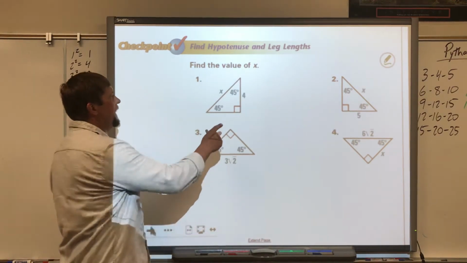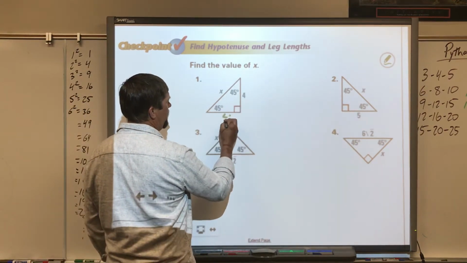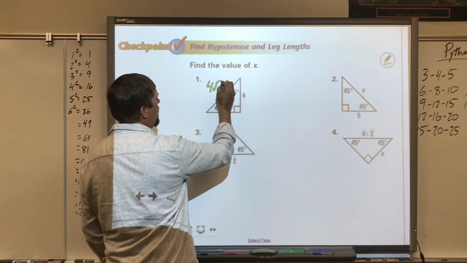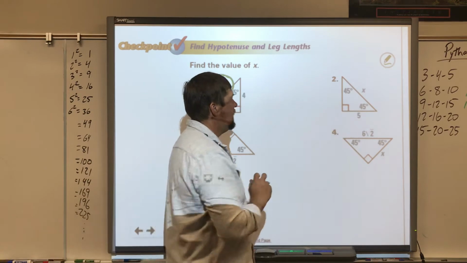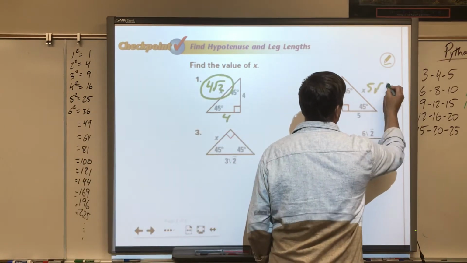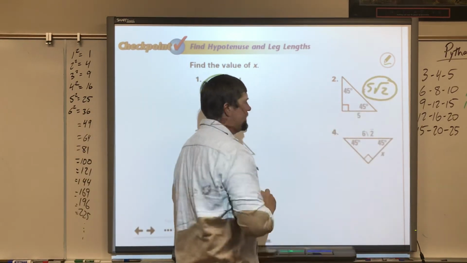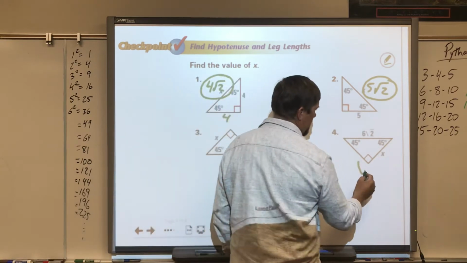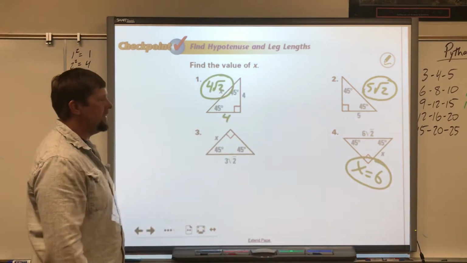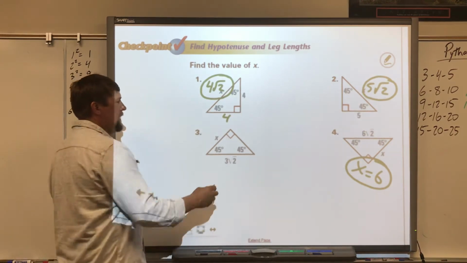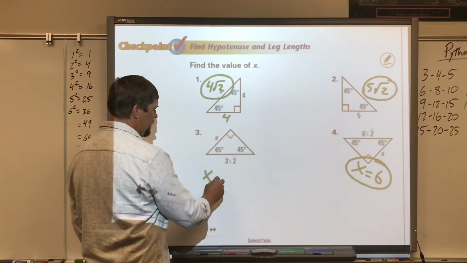Okay, if the leg's a 4, this is also a 4. This is 4 square root of 2, so x is 4 square root of 2. This is 5 square root of 2, because the leg is 5. X here is 6, because it's a leg and it's less than the hypotenuse, and this one is all 3.